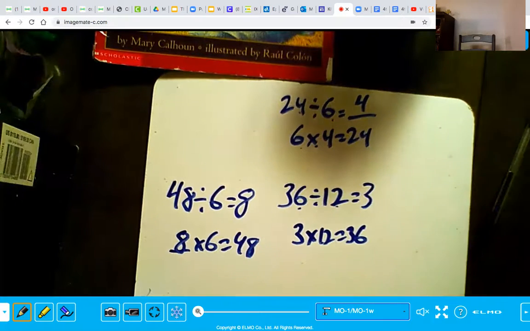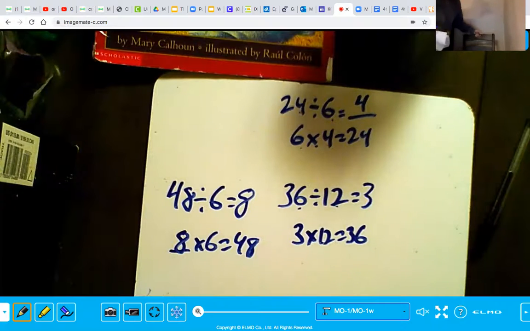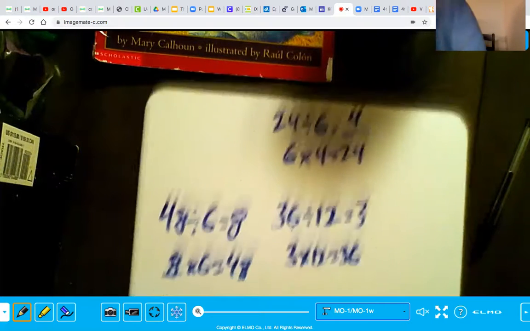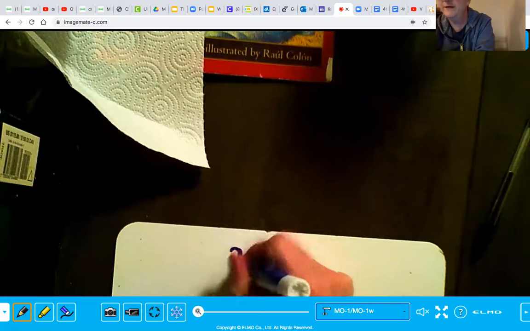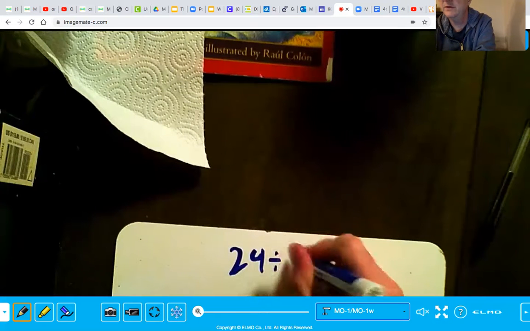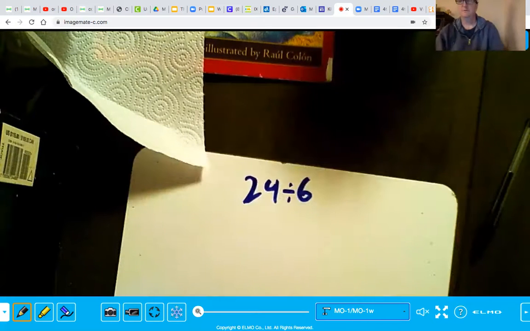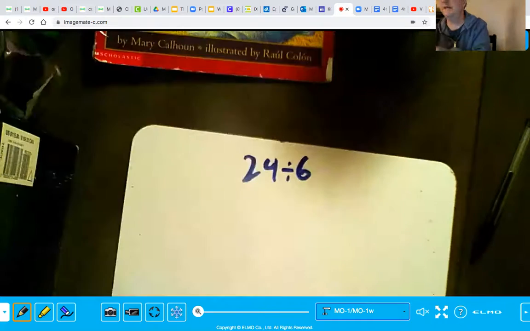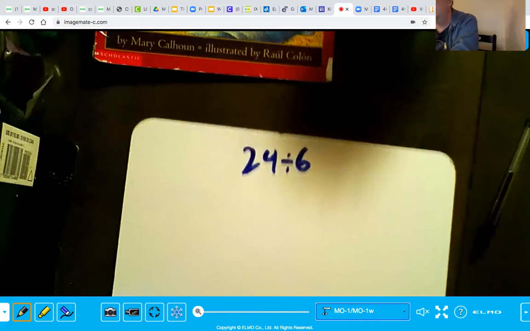But we all know that not everybody knows all their multiplication facts that well, so we need other strategies to use also. The other strategies we can use are like this. Let's do 24 divided by 6 again. Well, we could try making an array. And quite simply, we'll just make groups of 6 until we've got 24.